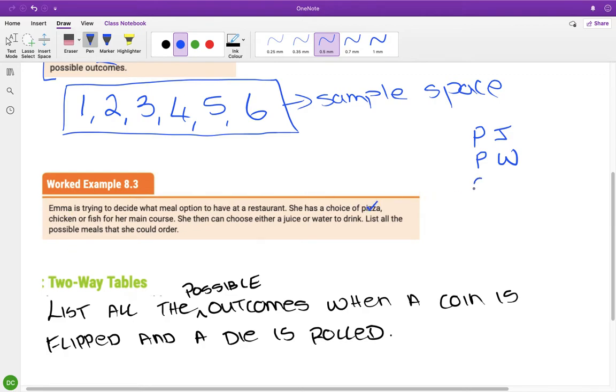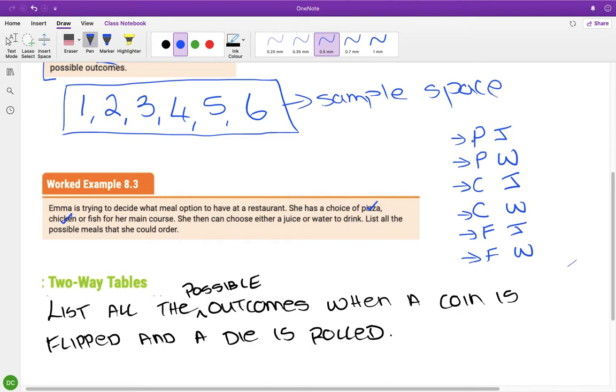Next, she could have chicken with juice, or she could have chicken with water. And then the last one is fish. She could have fish with juice or fish with water. So now I have 1, 2, 3, 4, 5, 6 possible outcomes, and that is the sample space for Emma's meal.